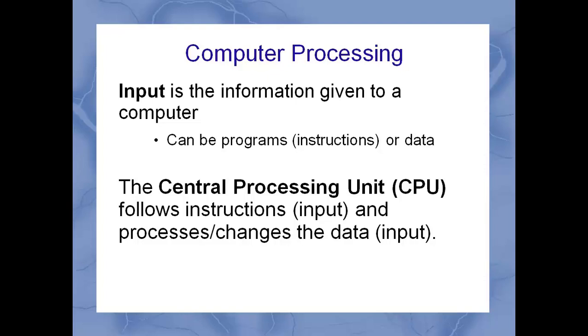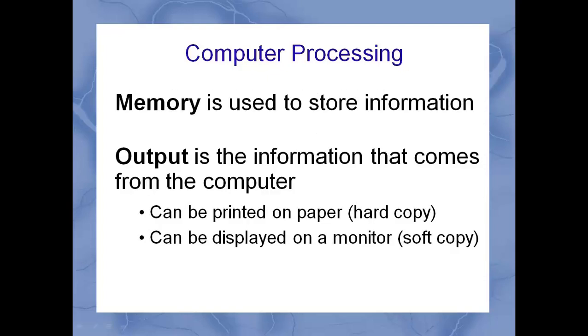The CPU, or central processing unit, is a chip inside the computer that is actually going to follow the instructions found in the program input. It's going to process and change the data which is provided through the input from the user. Memory in the computer is essentially stored information. We're going to use it to store either the program itself or the data that is being provided by the user or modified by the CPU. And finally, we have the output, which is all the information that comes out at the end after the program's finished being run. It could be printed on paper, which we call a hard copy, or it could be displayed on a monitor, which we call a soft copy.